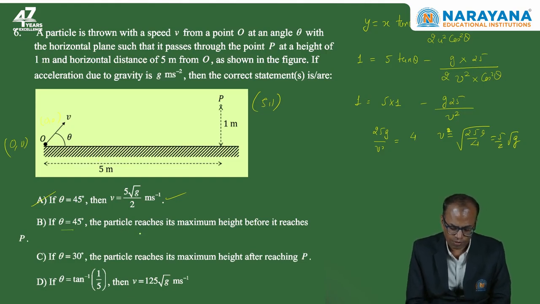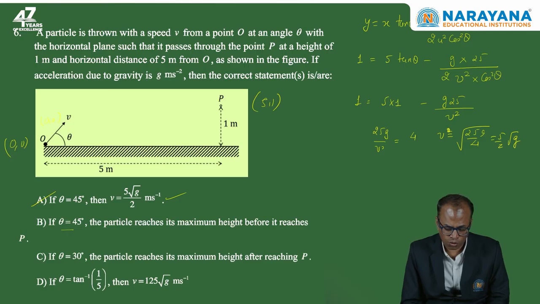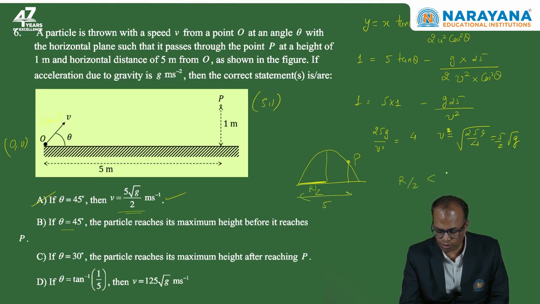Now, if theta is 45 degree, the particle reaches its maximum height before it reaches P. If theta is 45, it is already given that it passes through P, so we know the speed is this. And now you want to find out whether it reaches its maximum height before it reaches P. If it does, then P must lie somewhere here in the trajectory, and therefore the range by 2 must be less than 5. So R by 2 must be less than 5, R should be less than 10. I need to check for this.